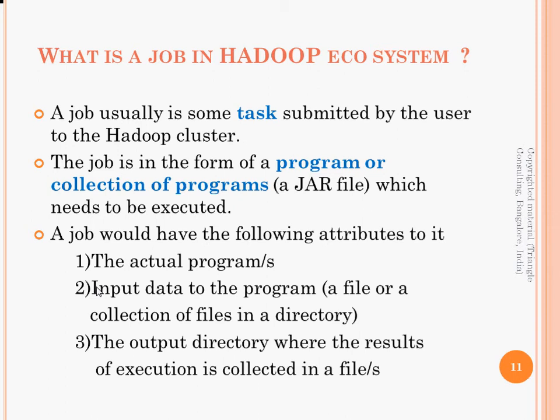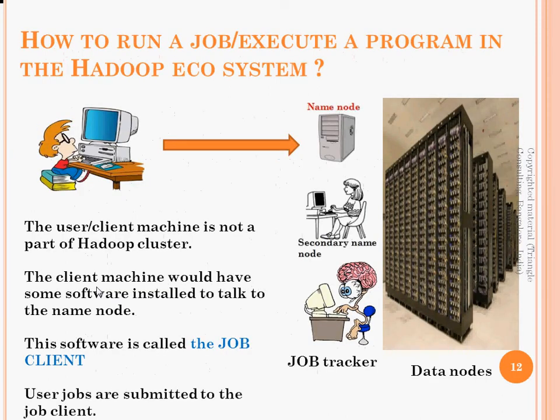So a job is basically a collection of programs, or a single program, designed to do some kind of processing on an input, and the input is going to be a file already residing in the Hadoop cluster, and then there must be a place for the program to put out all the output of the operation. So the attributes of a job include a program or a collection of programs, an input file or a set of input files stored in a directory, and an output directory where the output of the computation is going to be sent.